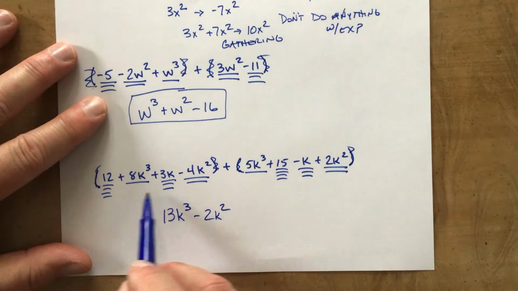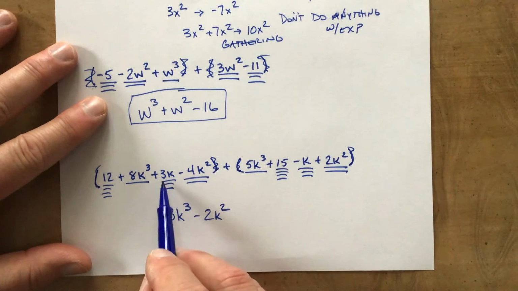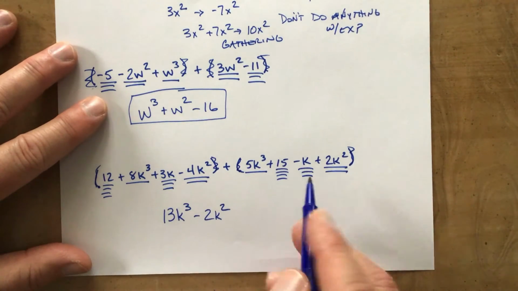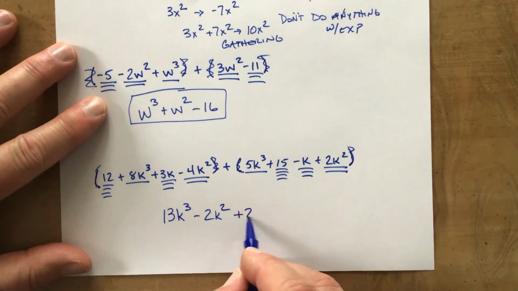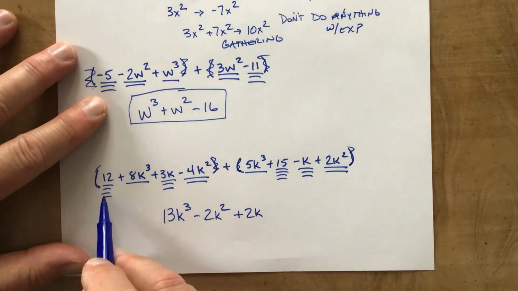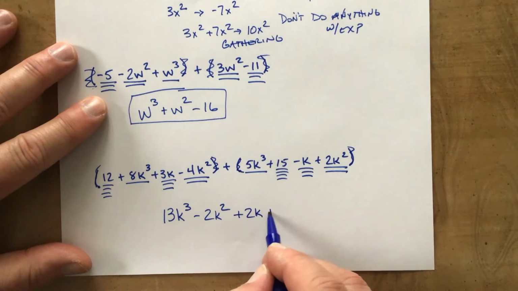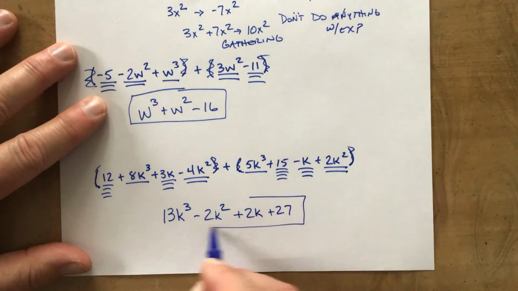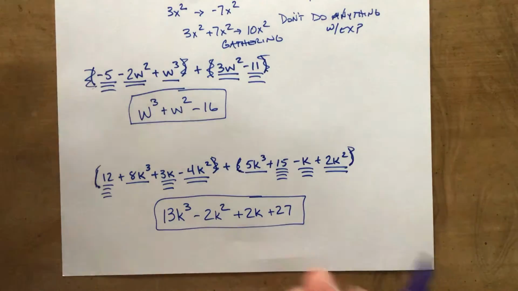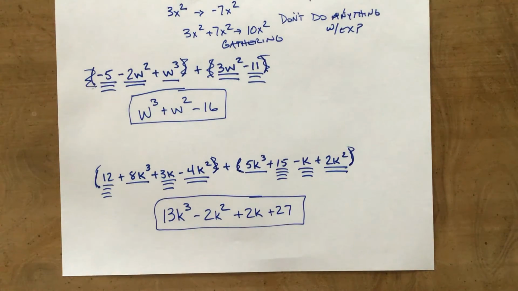The k's, so that would be here. So 3k minus a k, which would be positive 2k. And then 12 plus 15 is 27. So that would be my answer. All right. Notice that I don't try to squish it together. I don't do anything with it. I just leave it just like that.